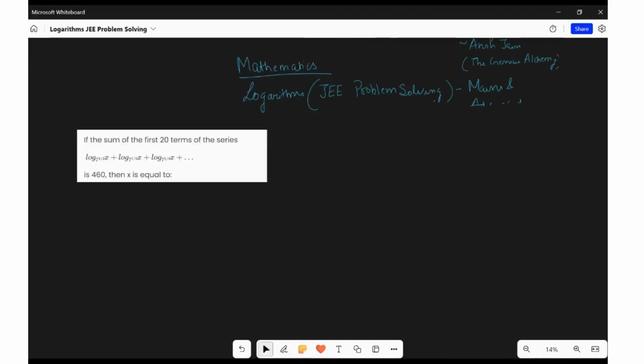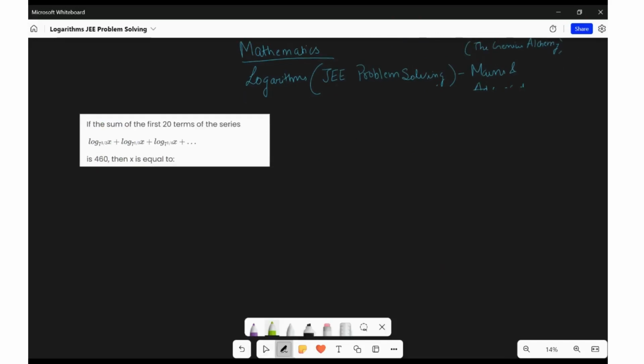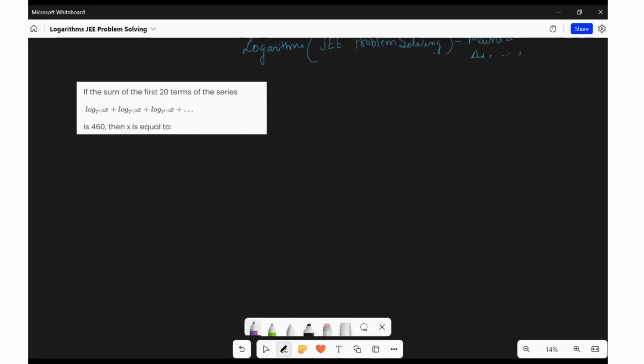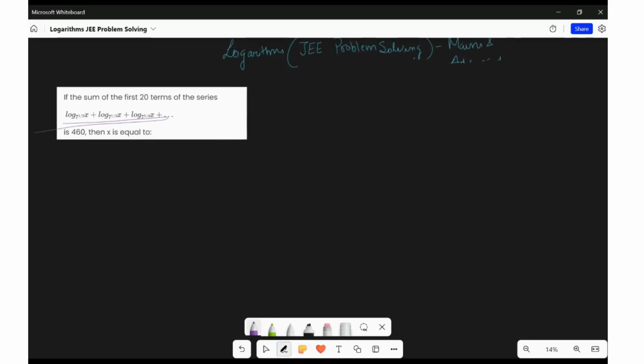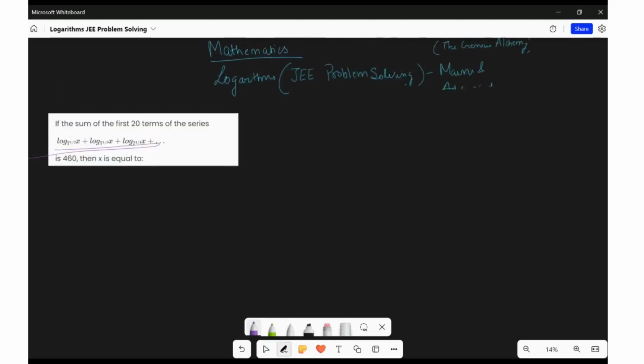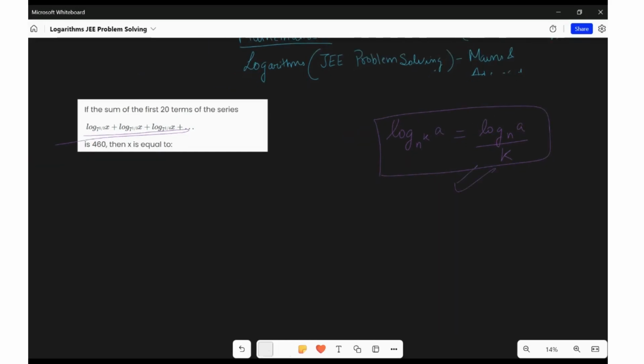Now this is the next problem, which seems to be an AP problem merged with logarithms. So we know the basic AP that will be applied in this. The sum of the first 20 terms of the series is 460. So this is a pretty easy series. Now, if you remember, I told you a derived property from the laws, that log of a to the power n, base b to the power k, is log of a to the power n divided by k. If you remember this, this is one of the derived properties. So in this we'll use this property primarily.